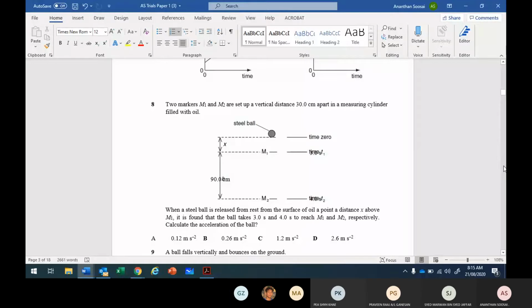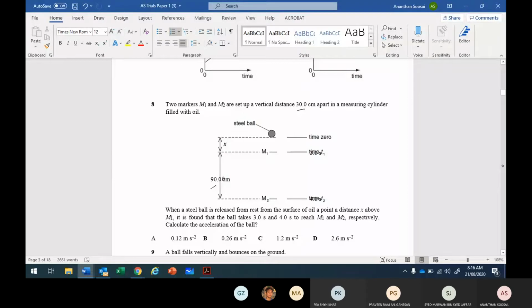Two markers, M1 and M2, are set up a vertical distance of 30 centimeter apart in a measuring cylinder filled with oil. 30 centimeter apart. But here they put 90. Mistake.